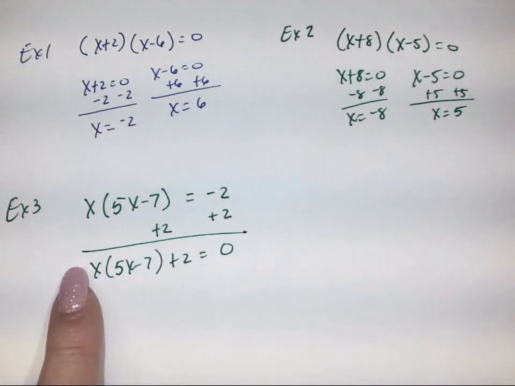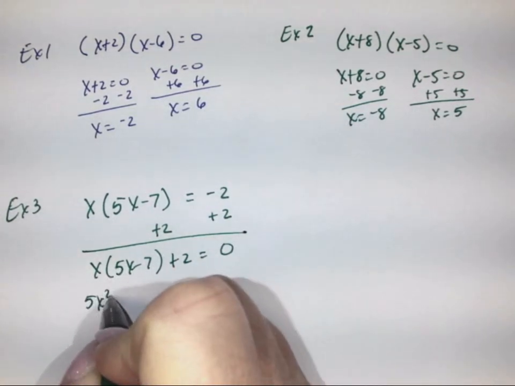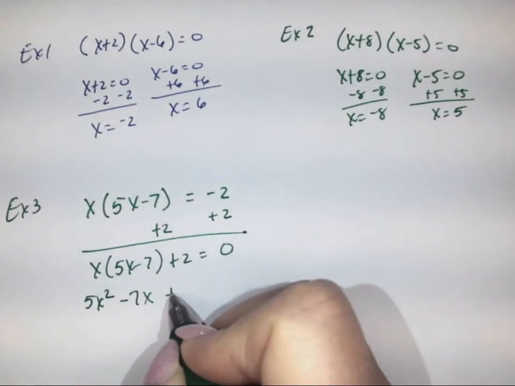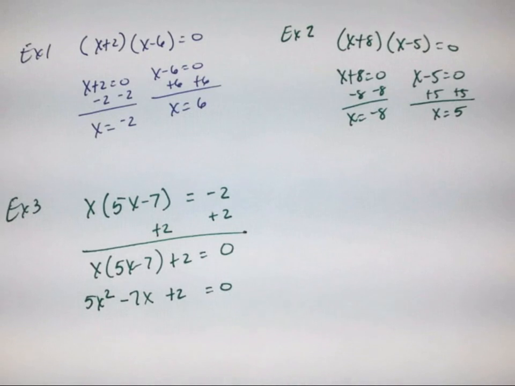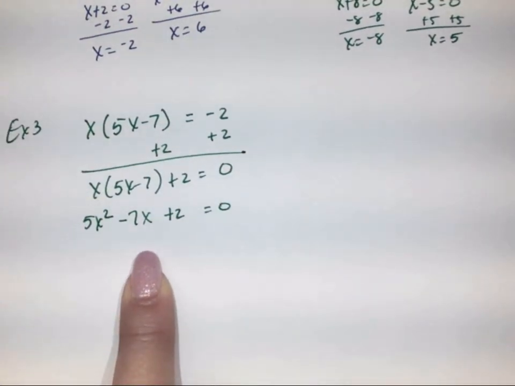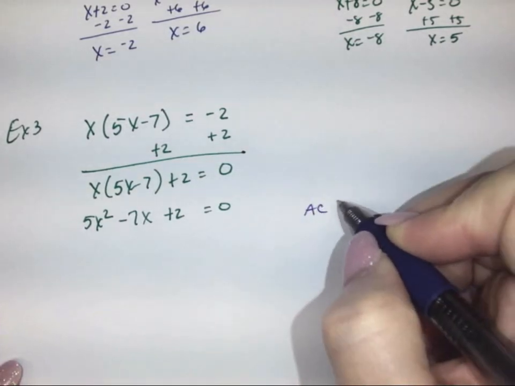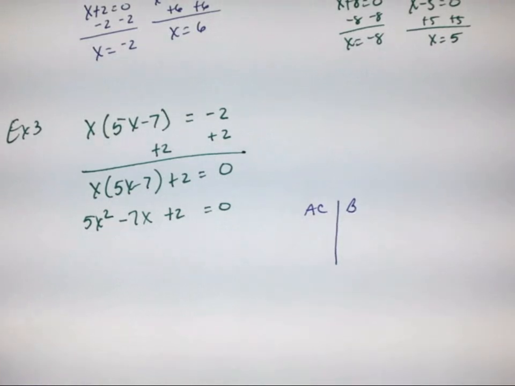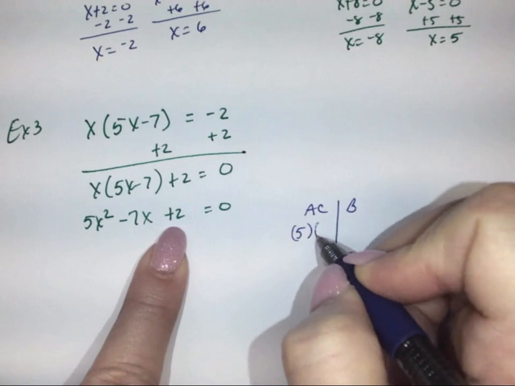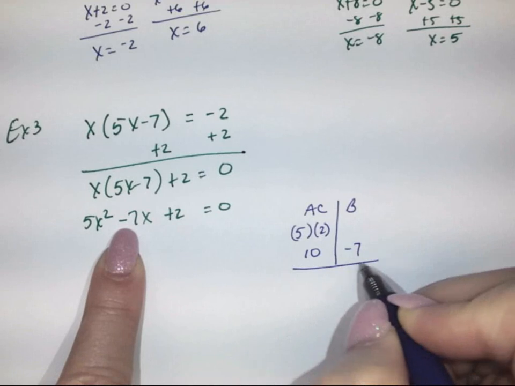So what we're going to have to do is distribute this. 5x times x would get us 5x squared. x times negative 7 is negative 7x. We still have the plus 2 is equal to 0. Okay, so this is where we're going to use our AC method. We are looking at a times c getting us to b. So our a is 5 times our c is 2. That gets us 10, trying to get to negative 7.